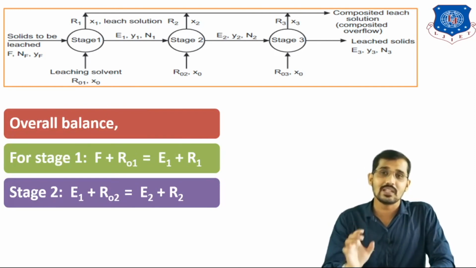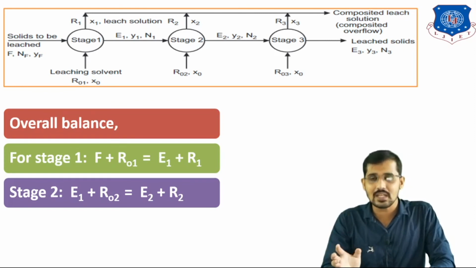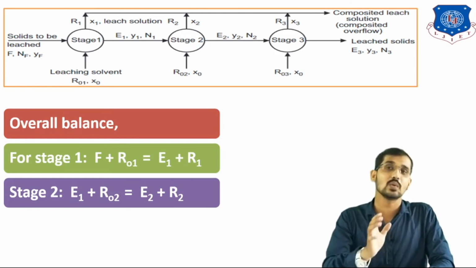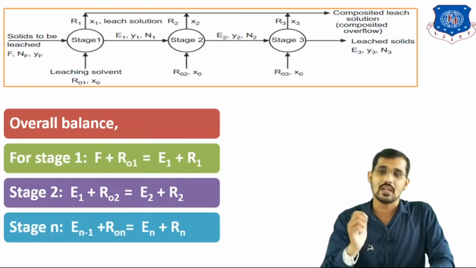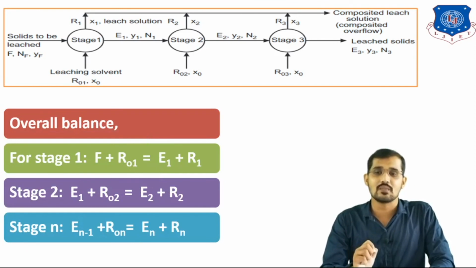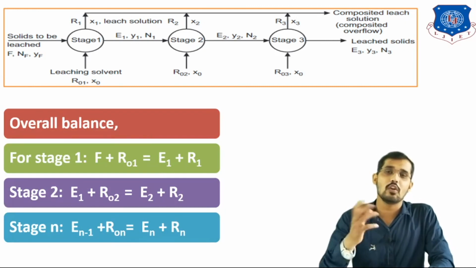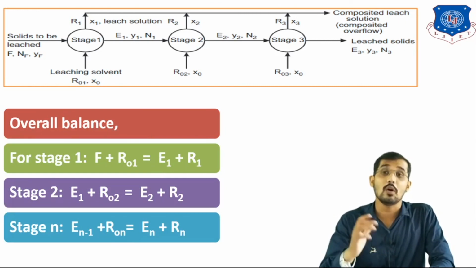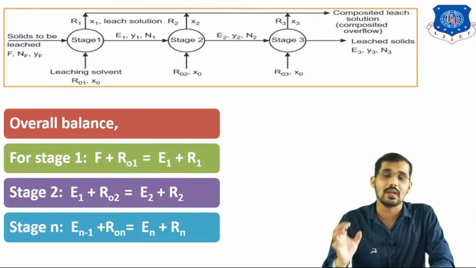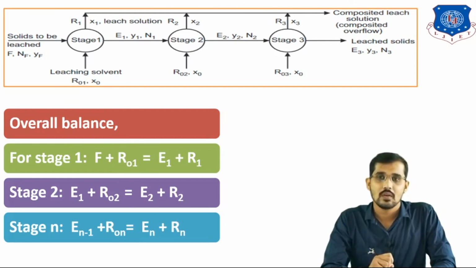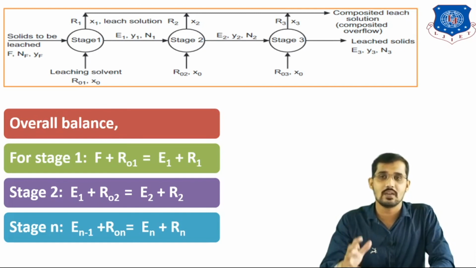Whatever feed streams we have, we write on the left hand side, and whatever outlet streams we have, we add on the right hand side. For the n stage I can write En minus 1 plus R0 n is equal to En plus Rn. So in this manner we can write the overall material balance, and I already told you how to write the component balance for this multi-stage cross current leaching. This question can be asked for 7 marks in your exam.